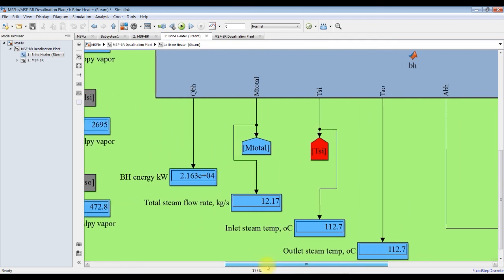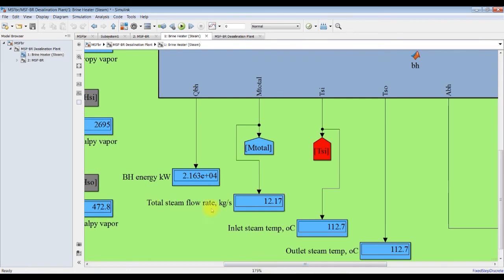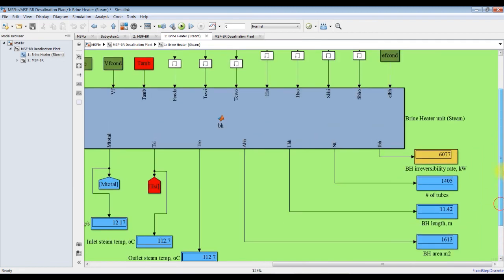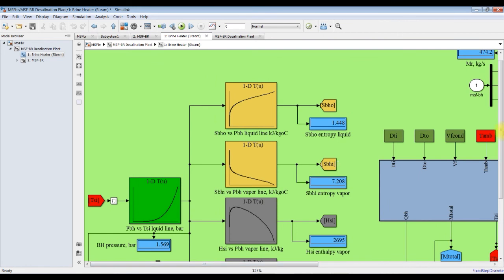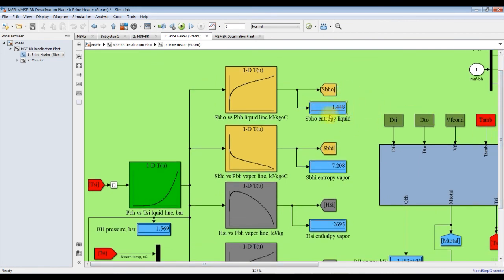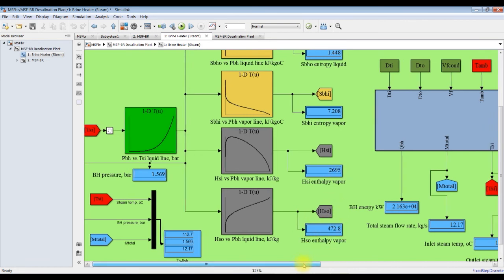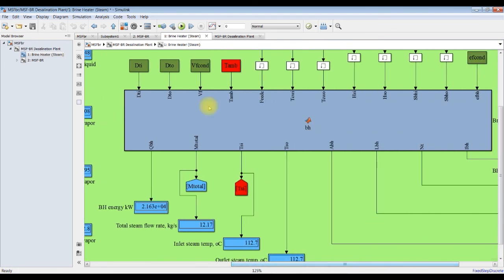And this is the total steam flow rate, as you can see here. It will be around 12 kilogram per second. And this is thermal energy for the brine heater. And we have here irreversibility rates, number of tubes, tube length, and the brine heater area. And don't forget, you collect your entropy of inlet stream, entropy of outlet stream, enthalpy of heating steam, enthalpy of outlet condensed steam, and so on.